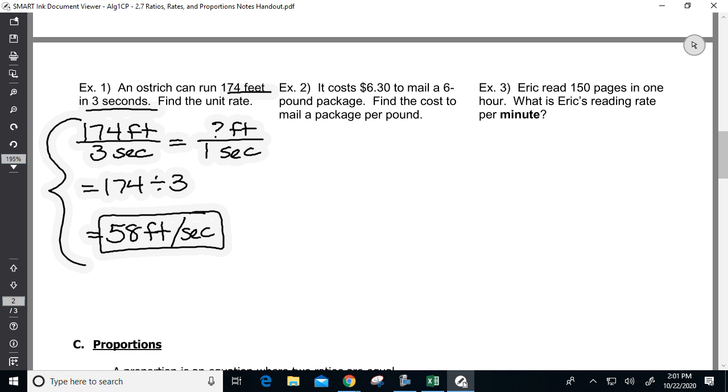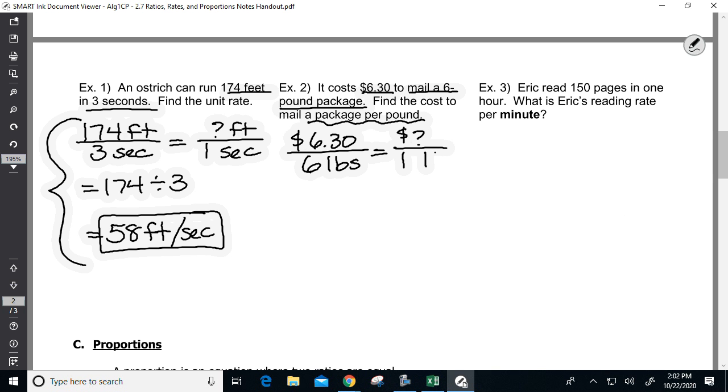So let's do example 2. It costs $6.30 to mail a 6-pound package. Find the cost to mail a package per pound. So it's the same as example 1. $6.30 to mail a 6-pound package. You want to know how much it is going to cost to mail a 1-pound package. Same rules apply.